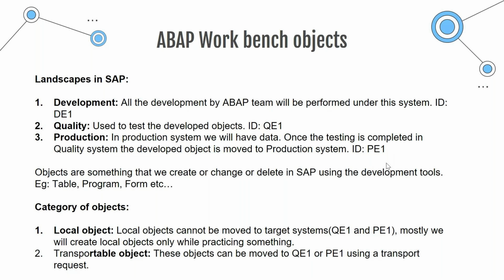Then what are the different landscapes in SAP? At most we will have three landscapes, but some exceptional projects might have a couple more systems like sandbox or regression system. It depends on every project. That's different everywhere. But no matter which project it is, which client it is, implementation or support, whatever the project, you will have a minimum of three systems: development, quality, production. Every project will have these three systems.